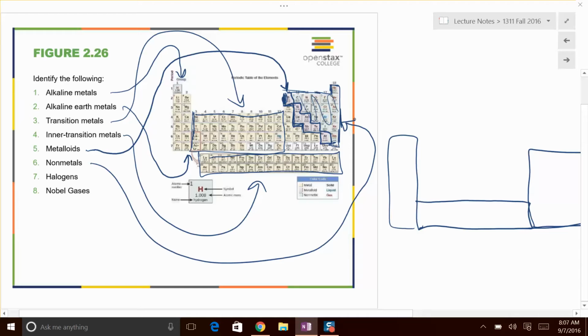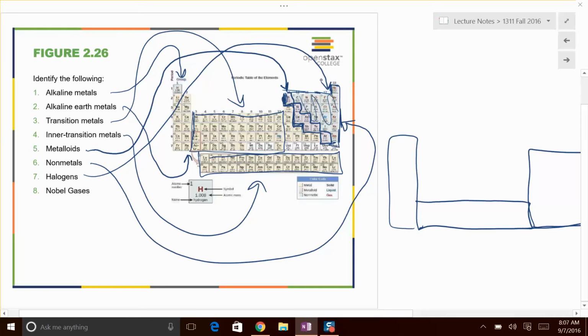Halogens. Halogens is a special group on the nonmetals, found right here, group 7A or 17 in this periodic table. Fluorine, chlorine, bromine, iodine, those are halogens. That's a special family. They all have very similar reactivities.